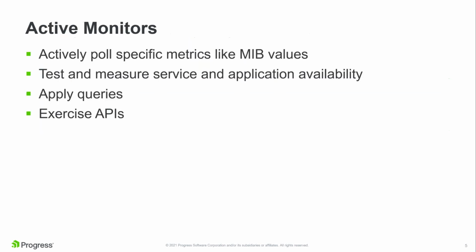Now, a little bit more about the specific monitor types. I gave a kind of high level overview, but active monitors are the ones that are effectively checking and they're polling devices to get specific metrics from them. And again, this can cover a wide range of devices, so I'm not being tremendously specific. Usually you're getting things like MIB values, but you can also use them to test and measure availability, things like application availability or service availability. It's how you're going to apply queries to specific devices for reports.